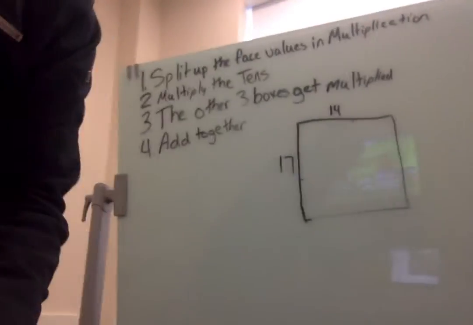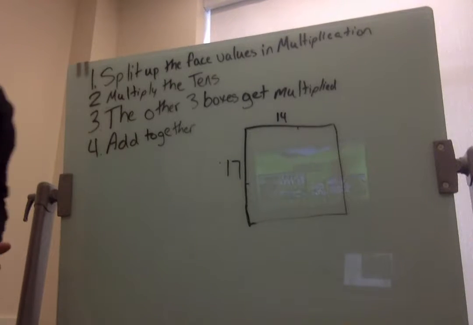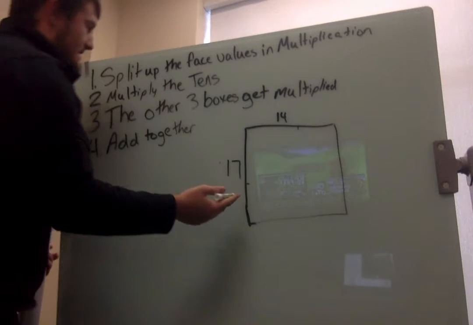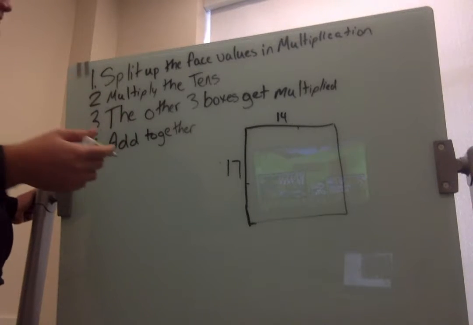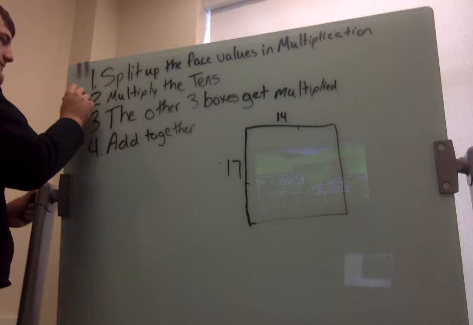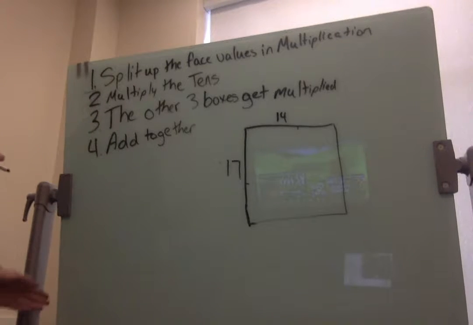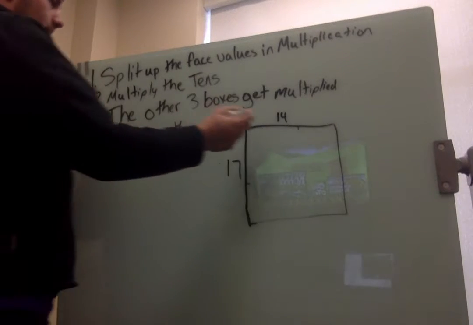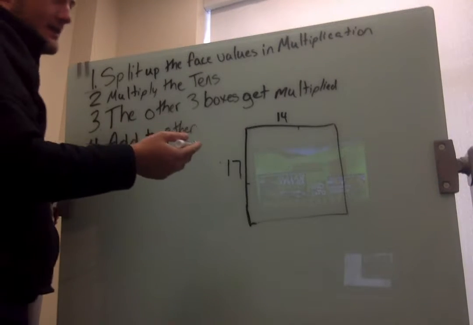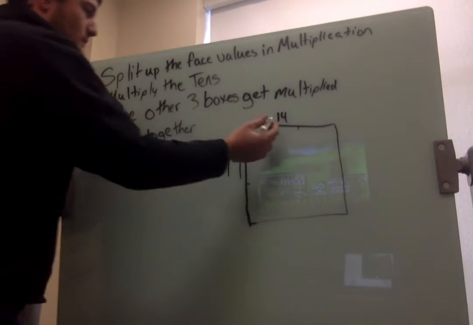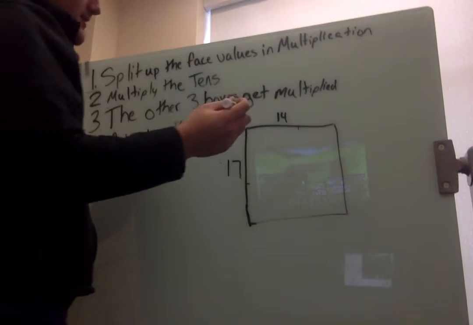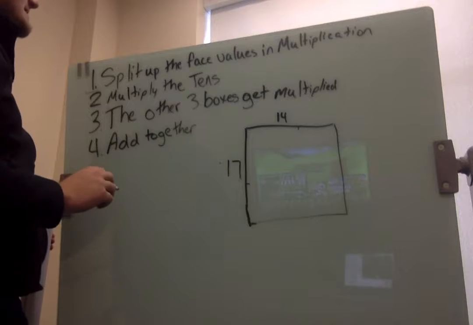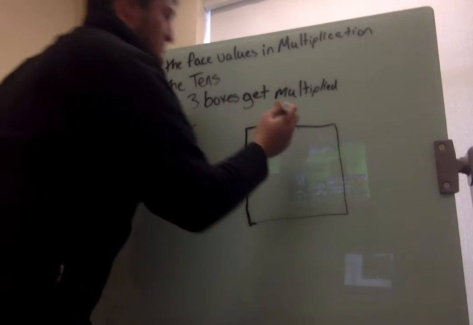Okay, so that was the video that explained a really easy way to do the area formula on a larger rectangle like this, or a square also. They had a few key points that I wanted you to catch from that. The first point is split up the place values in multiplication. So let's say this rectangle we're trying to find the area of is 14 by 17. The first step it says is to split up the place values in multiplication.